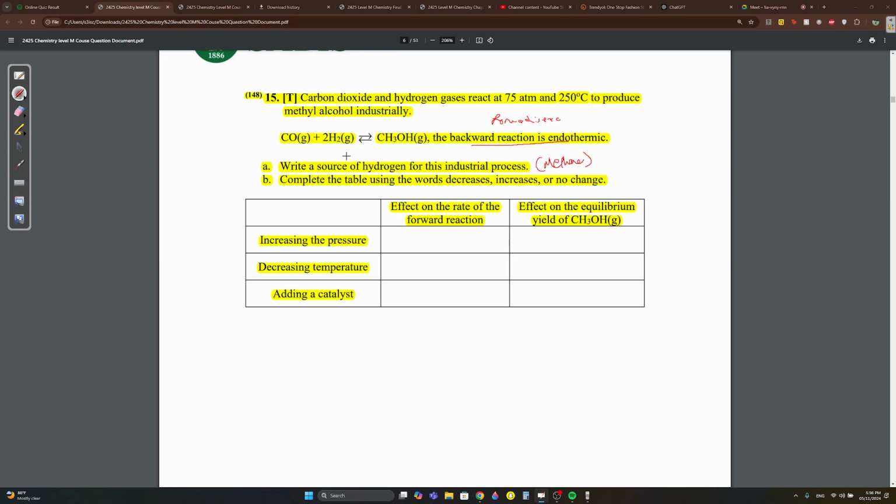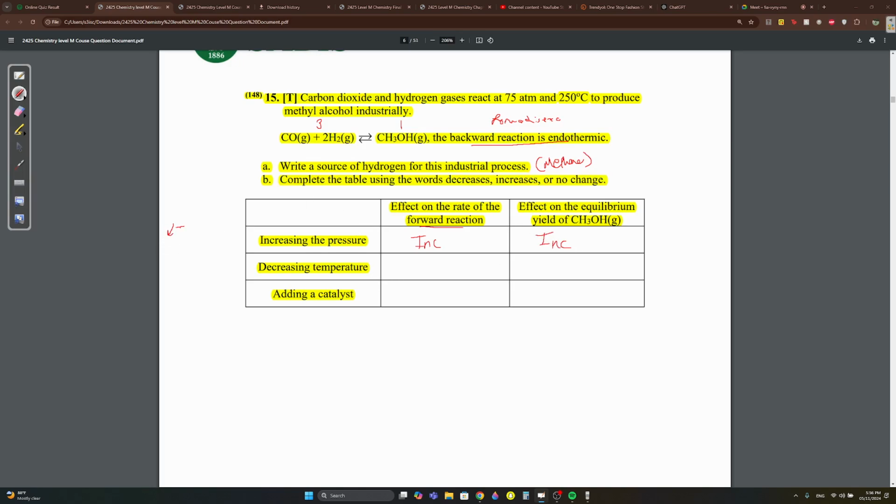If you increase the pressure, it's going to move towards less gaseous moles. Here you have 3 gaseous moles, and here you have 1. So it's going to move to the forward, right? So the effect on the rate of the forward is to increase. Effect on the equilibrium yield of CH3OH: if it's going forward, what's going to happen? It's going to increase.